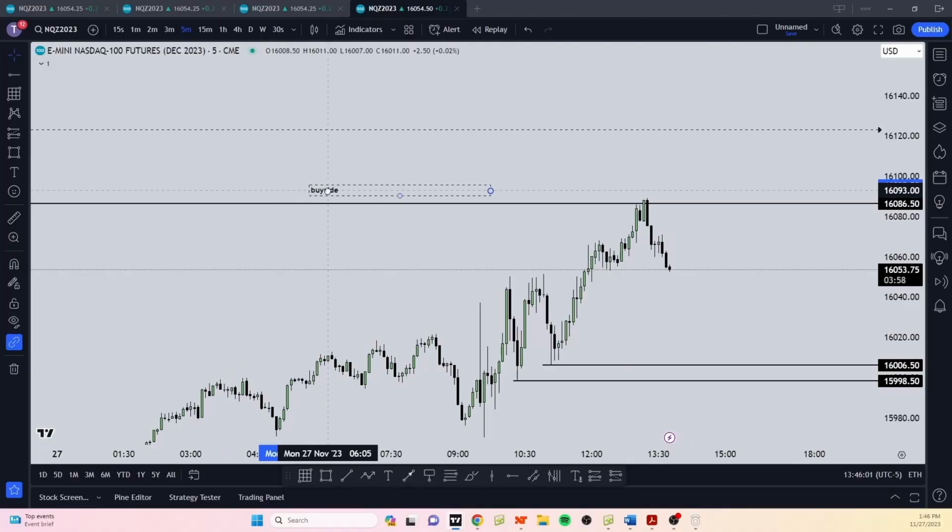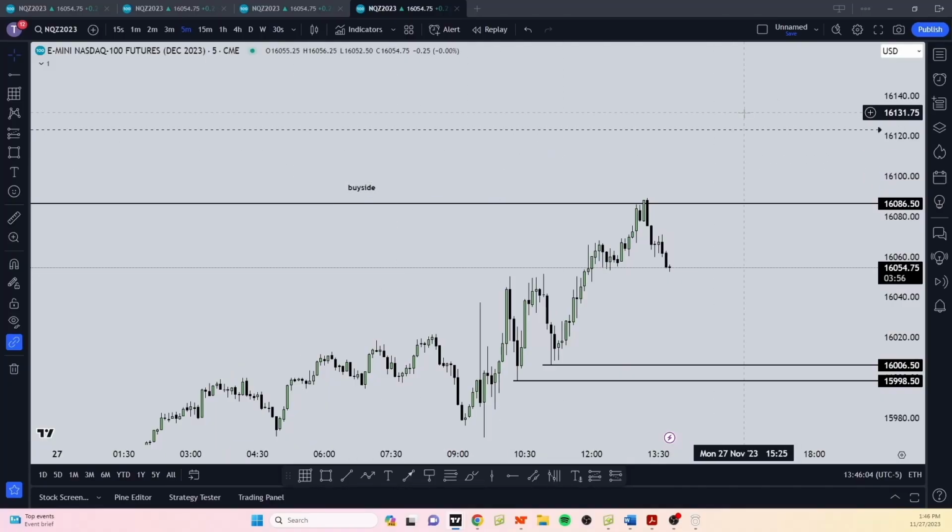So here I marked out buy side. It was already taken out. It's buy side from the hourly time frame, and then I had a strong reaction lower from it.